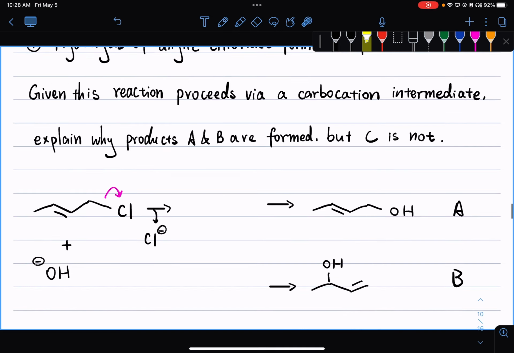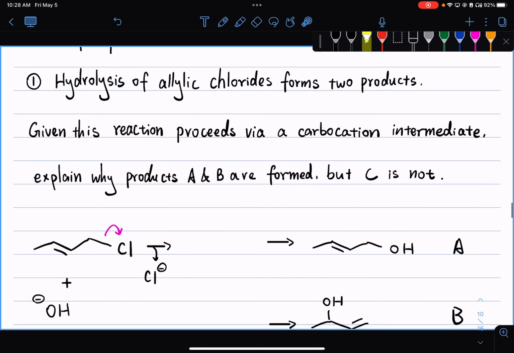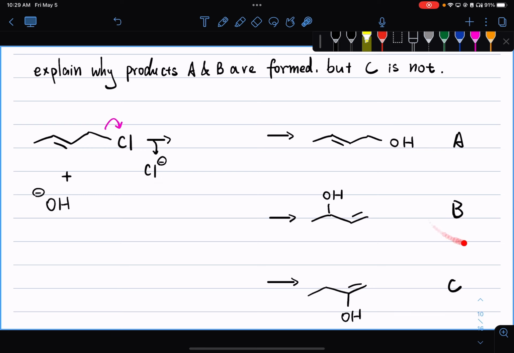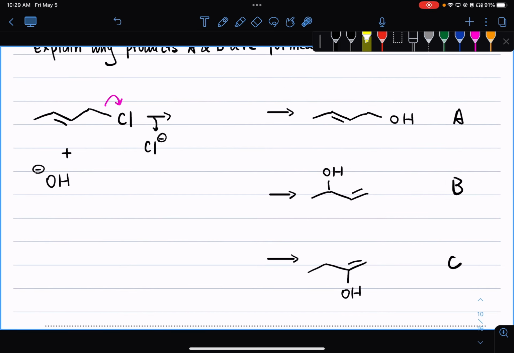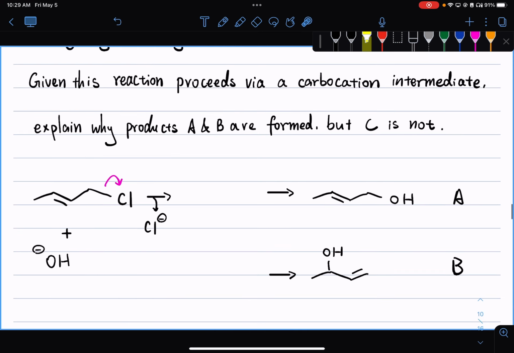So the reaction is given here. This is an allylic chloride. When we say it's an allylic chloride, again, the reason is this carbon-Cl bond is right adjacent to a double bond. So that's why we call it an allylic chloride. All right, so hydrolysis of allylic chloride forms 2 different products, A and B. So we have A and B and C here. And for some reason, C is not being formed in this process.